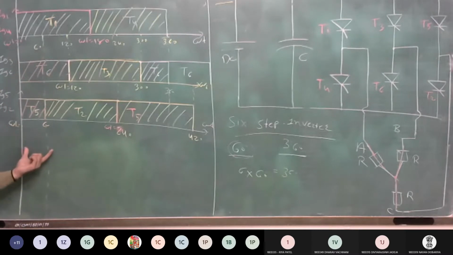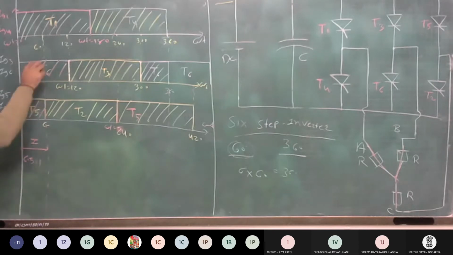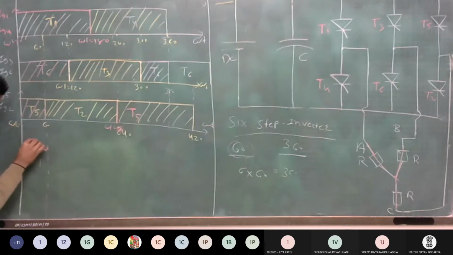In this first interval, we call it the first interval, thyristors 6, 5 and 1 are conducting: 1 from the first leg, 6 from the second leg, and 5 from the third leg. So from each leg, any one thyristor is on at a time. That is step 1: three thyristors 6, 5 and 1 are on.